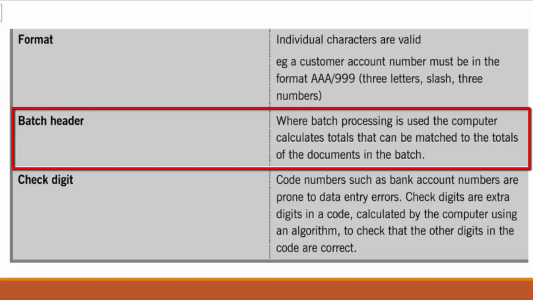Number 5, batch header check. What does this do? It checks if the total of many entries matches the amount you told the system. Think of it like this. You say you will enter 10 payments and the total is $5,000. But after entering the payments, the system calculates only $4,800. The system says, warning, check your entries.